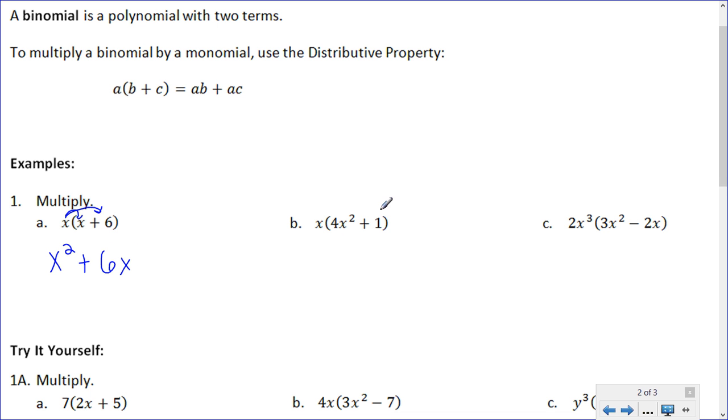Okay, let's do the same thing for b. We multiply x times 4x squared. That'll give us 4x to the third. And then x times 1 is x.